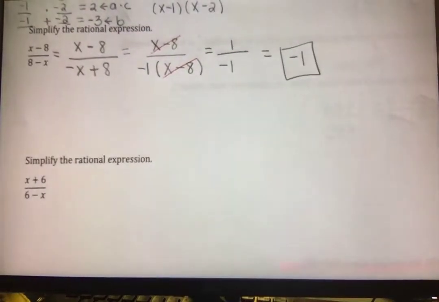All right, let's look at this next one. They always like to throw these in there because they always like to trick us. Let's look at the next one. Simplify the rational expression, x plus 6 all over 6 minus x. Looks very similar. Let's do the same concept.